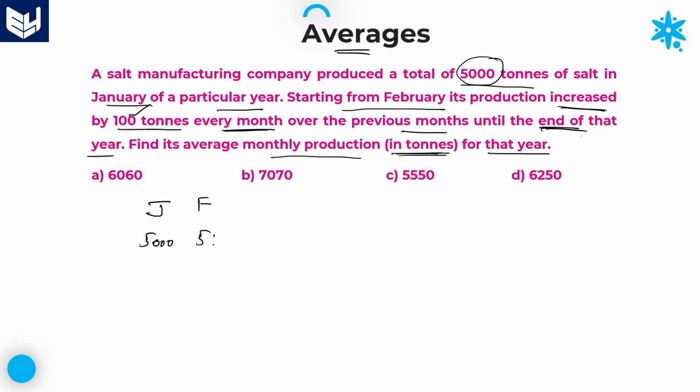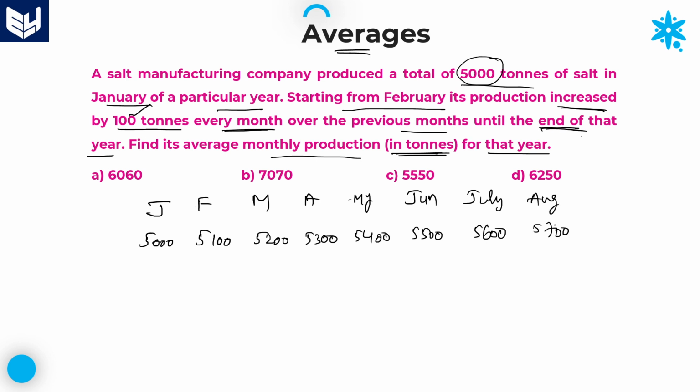Therefore, in February the value is 5,100, March 5,200, April 5,300, May 5,400, June 5,500, July 5,600, August 5,700, September 5,800, October 5,900, November 6,000, and finally in the month of December it is 6,100.